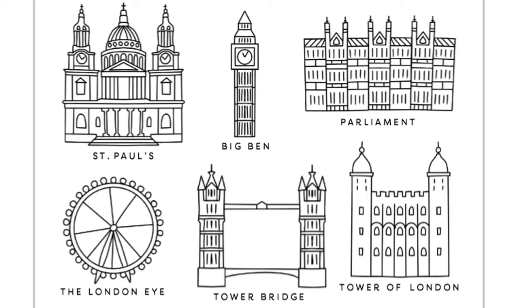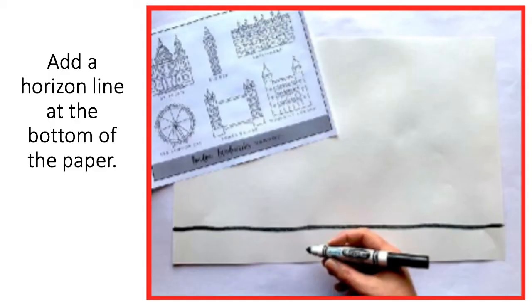Now, let's get our white piece of paper and our Mr. Sketch marker. Are you ready? You can refer to this slide as much as you want to get some ideas of things to draw. Put your paper in the landscape position, and at the very bottom, you're going to draw a straight line across. This is your horizon line.